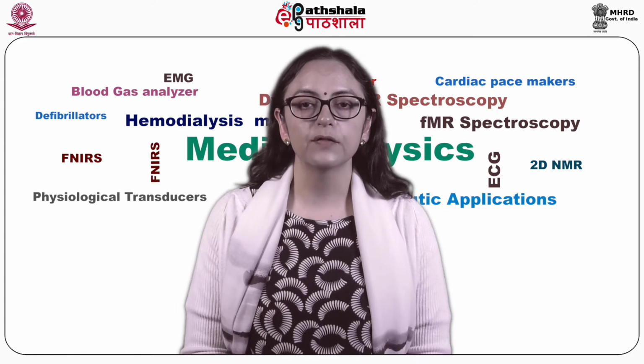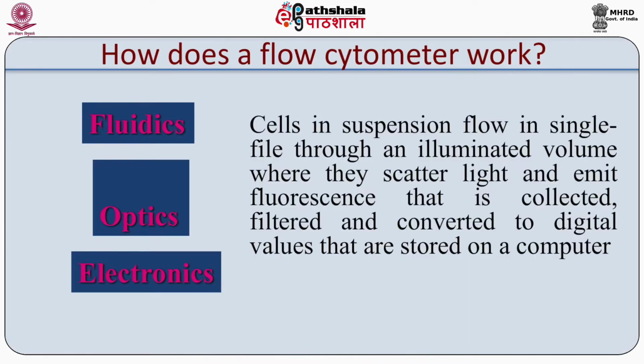Now, how does a flow cytometer work? Listed here are the three main systems of a flow cytometer: the fluidics, optics and electronics. The main function of the fluidics is to transport cells to the beam of light for interrogation. Therefore, cells in suspension flow in single file through an illuminated volume where they scatter light, and the emitted light, either fluorescent or forward and side scatter, is collected by filters, and this filtered light is then converted to digital values which are stored in a computer.